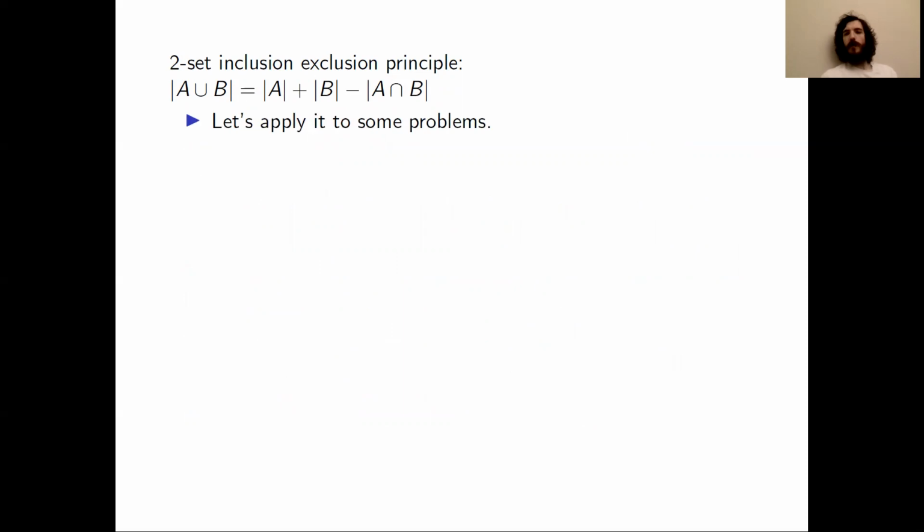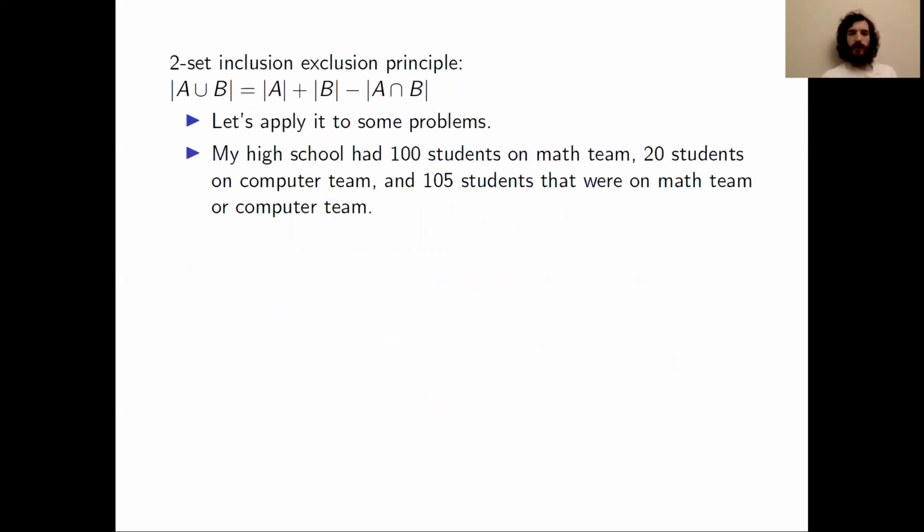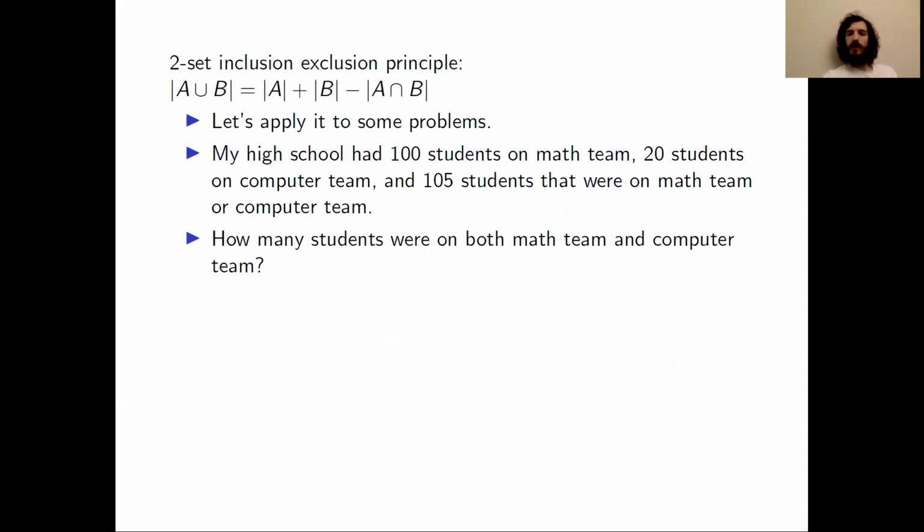So for the first problem, let's consider a high school. And this high school has 100 students on the math team. There are 20 students on the computer team, and there are 105 students that are on math team or computer team. So here's the question. How many students are on both math team and computer team?